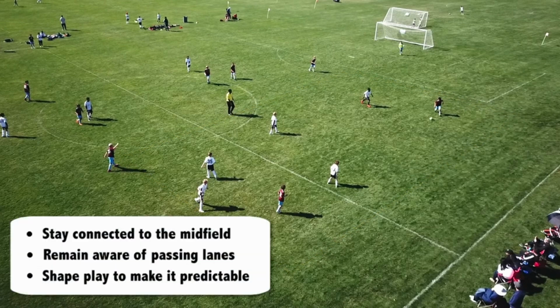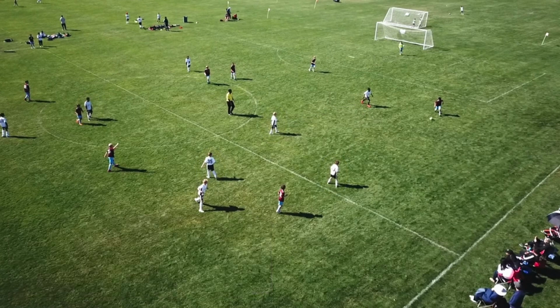Thinking about our framework, we can see that the front player is connected to the midfielders, and the midfielders seem to be aware of passing lanes. It's clear that the white team is in a position to force a turnover, but when we continue, let's look at the forward who should be shaping play.